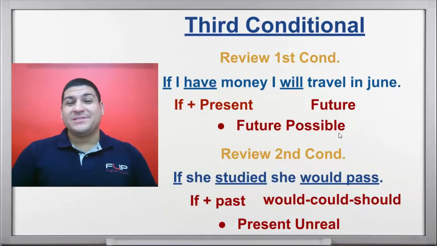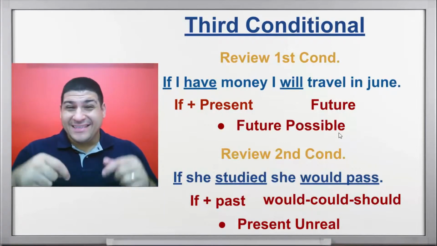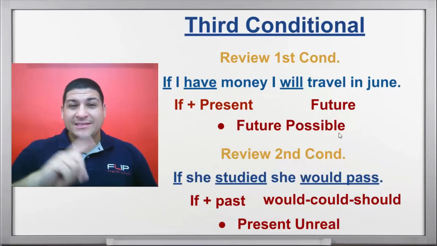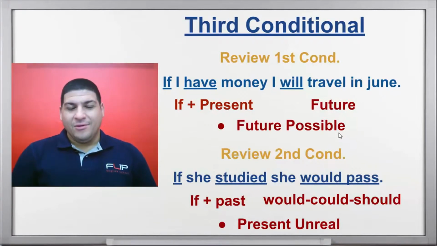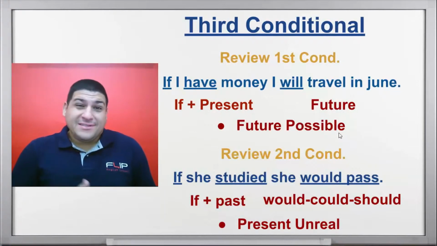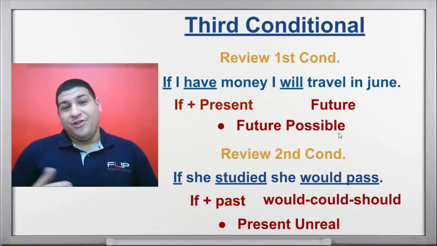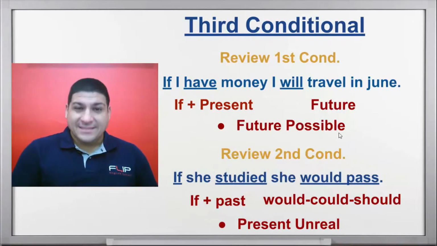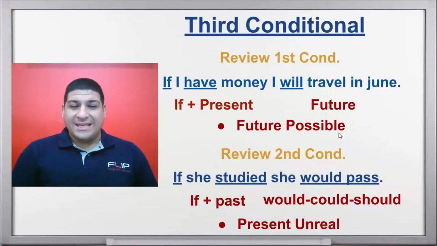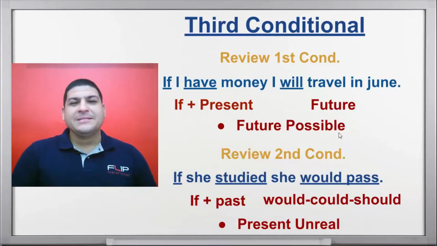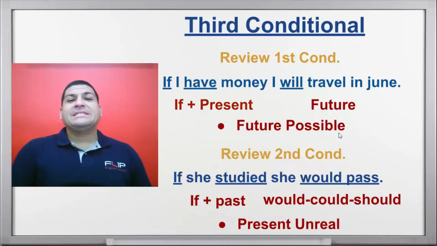Look at this here. This is interesting. Because if she studied means the reality, the present reality is she doesn't study. Okay? She would pass means that probably she can't pass. She doesn't study. Okay? So if she studied, she would pass. Okay? So present unreal. Simple enough. I mean, this is easy stuff here, right? So, let's take a look here.